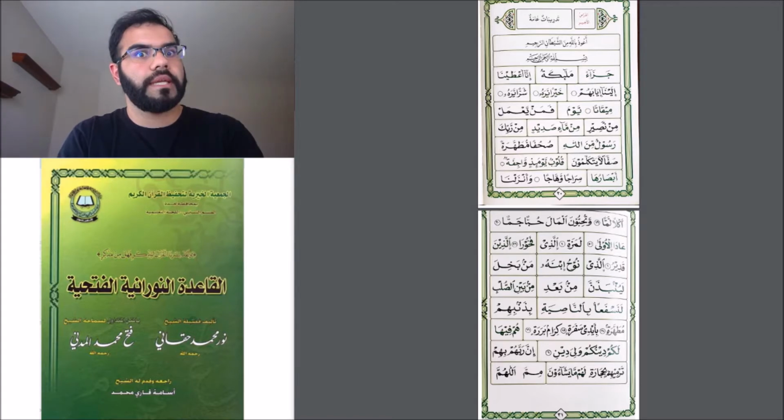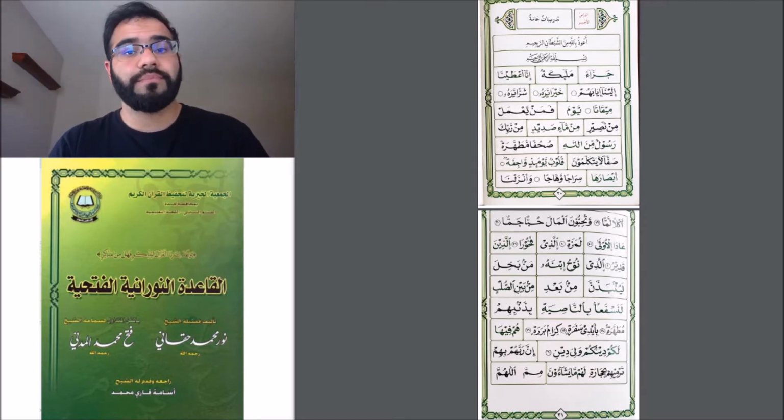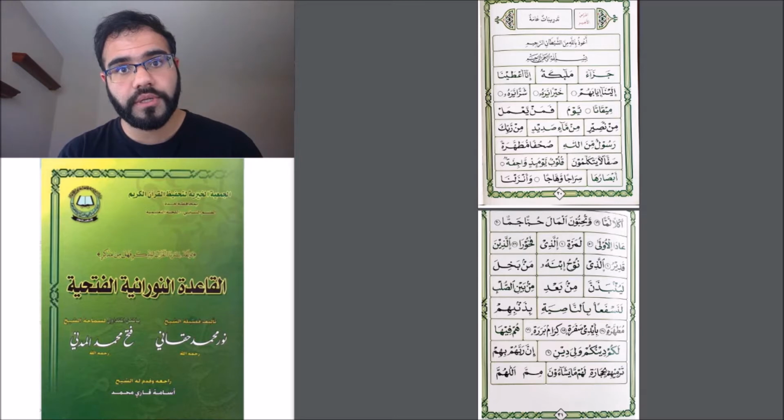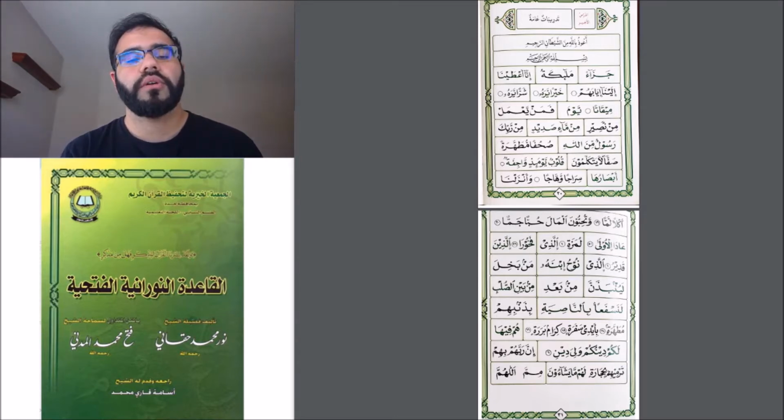Welcome to the beginning of the Lesson 17 series. Lesson 17 consists of these final two pages. The last two pages will not be done in one lesson, they won't even be done in two lessons. We're going to be on this lesson basically until we cover all the tajweed rules that these two pages present. These two pages are notorious for having all these rules at the end of the book, but inshallah we'll go through it properly, slowly, and we'll give every rule its due diligence.